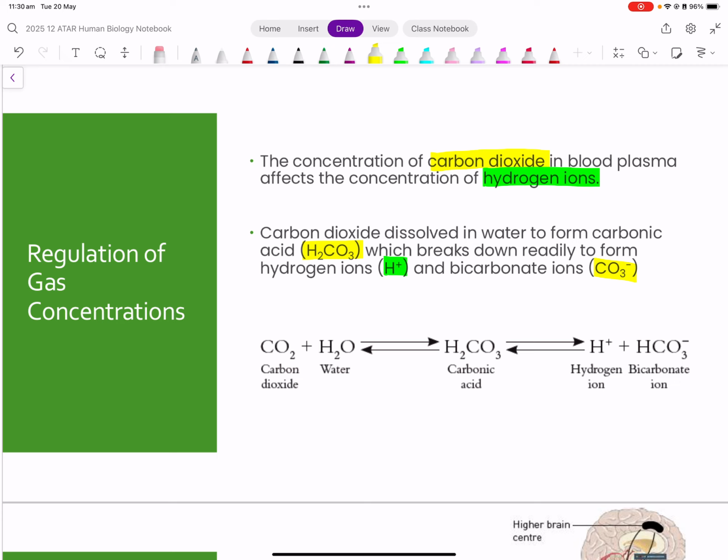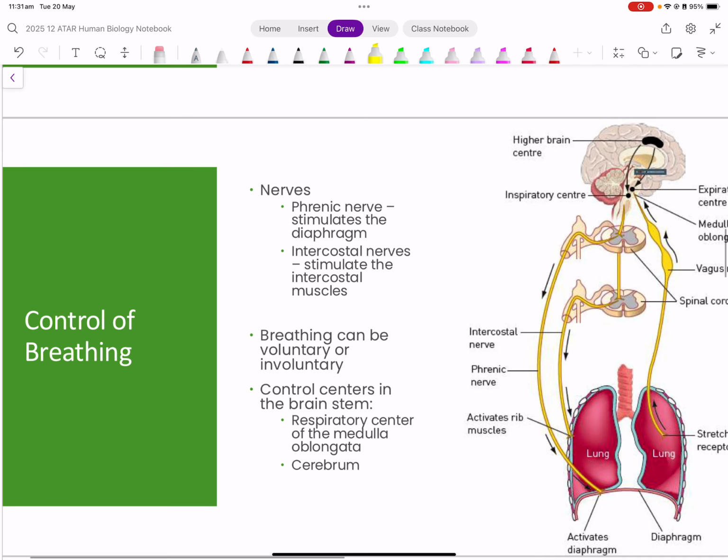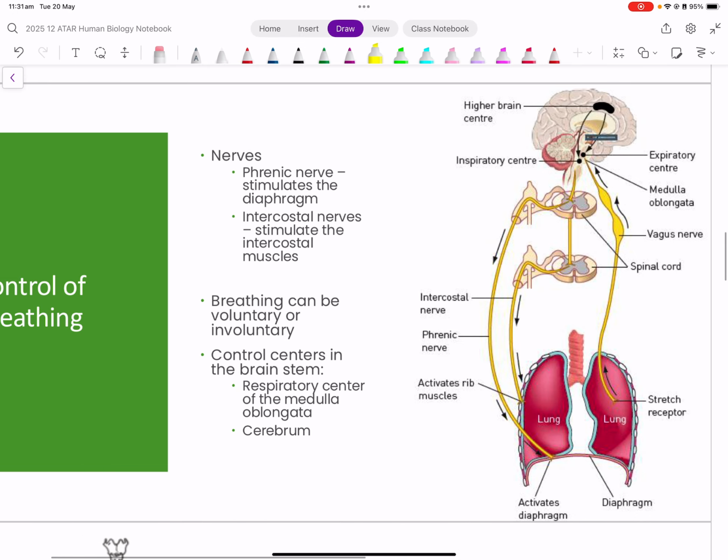So we've got a few options here. First of all, again, we start with carbon dioxide and water, which can form carbonic acid nice and easily. Carbonic acid breaks down readily, forming hydrogen ions. I'll keep highlighting that in green to make it distinct, and bicarbonate ions as well. So before we come back to our feedback loops and the concentration of these three things, so oxygen gas, carbon dioxide gas, and hydrogen ions, we're going to have a look at how breathing is controlled in the body.